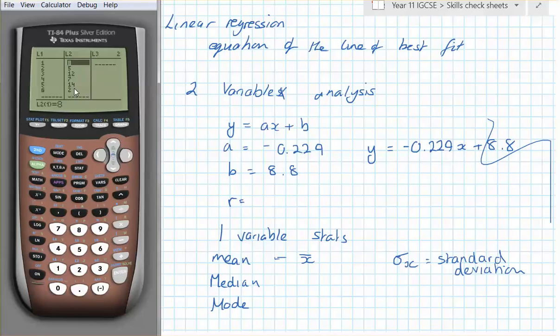Okay, now I know we've done other things like switching stat plots on and things like that to show the data on the graph. You don't need to worry about doing that. I did say at the time, don't worry about trying to plot scatter plots and things like that. Don't worry about plotting a scatter plot, drawing the line of best fit on your calculator. It's not necessary. We did it so that you could visualize what it was going to look like and work out how to do it, but that's not really necessary.